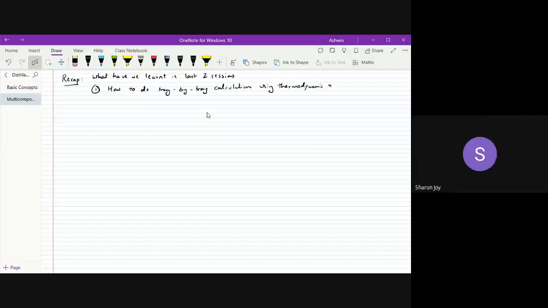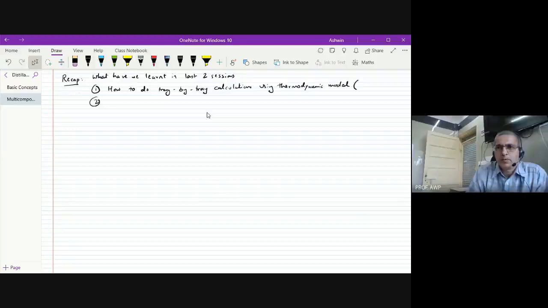Calculation for multi-component. Okay, so I can put binary and multi-component. Once you do multi-component, then binary will seem like child's play. Any junior could do binary, isn't it? Okay, anything else we have learned?